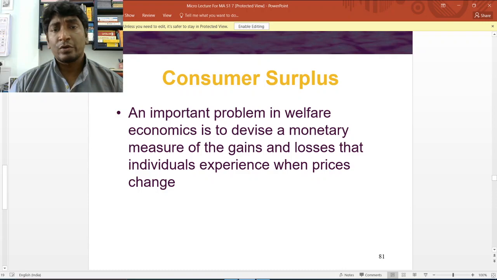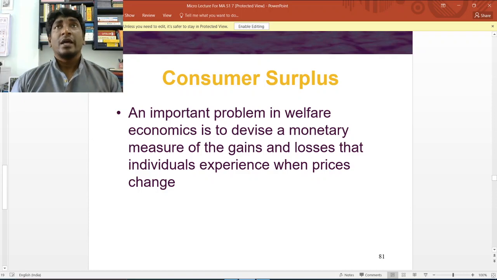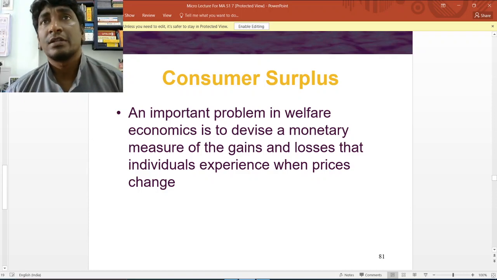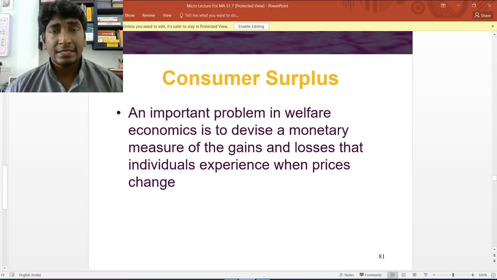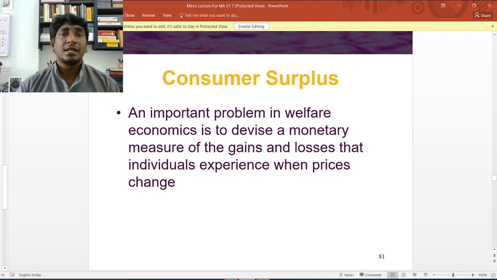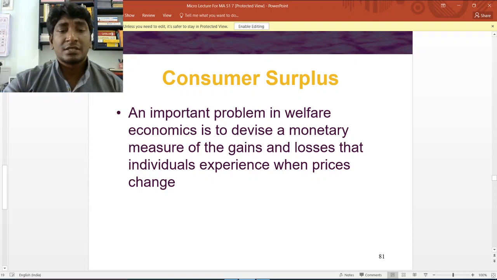So now we are going to talk about a surplus. An important problem in welfare economics is to devise a monetary measure of the gain and loss that individuals experience when price changes. Now imagine a situation where I am an individual, and I have an entitlement, a money which is treated as my entitlement.